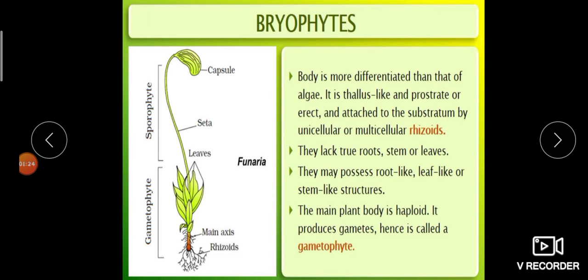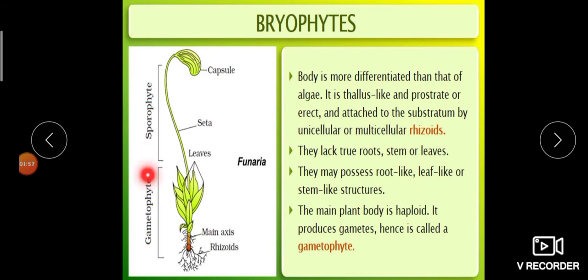Then we look at the plant body. The plant body is more differentiated than the algae. Comparatively, a more differentiated form of plant body is seen in bryophytes. Bryophytes also have lower groups and higher groups. The lower group is similar to algae, but the higher group of bryophytes is more differentiated. The plant body is thallus-like, or prostrate or erect.